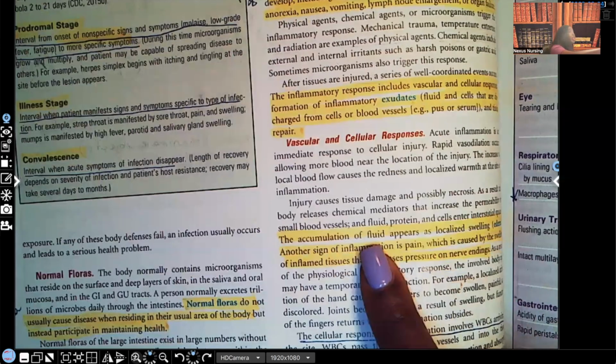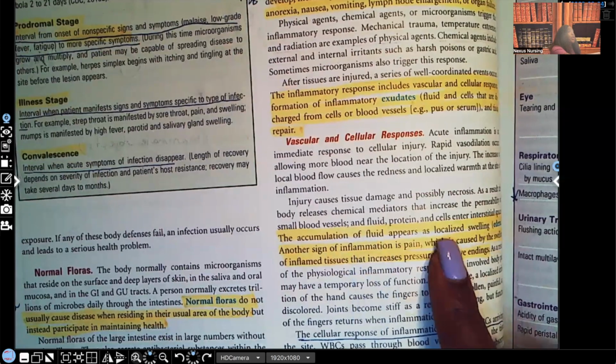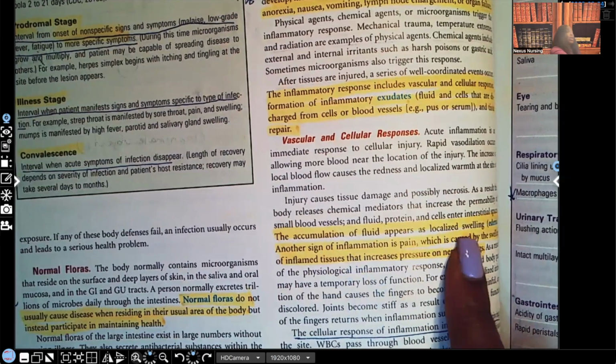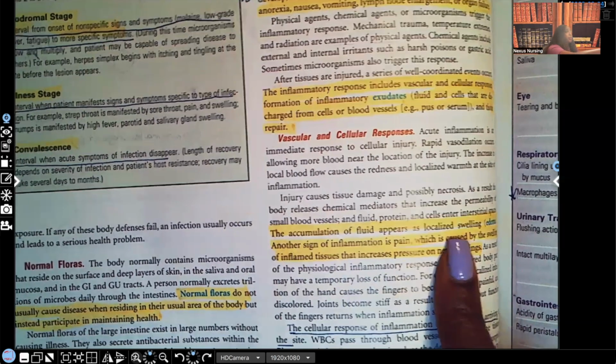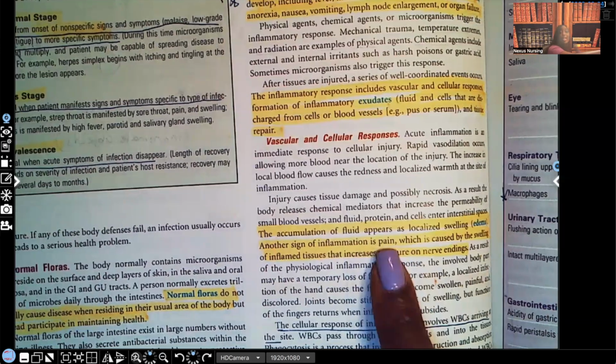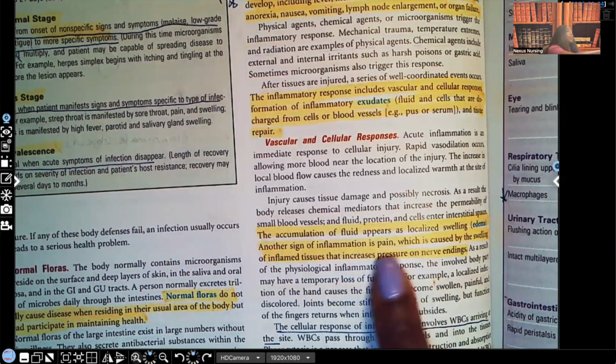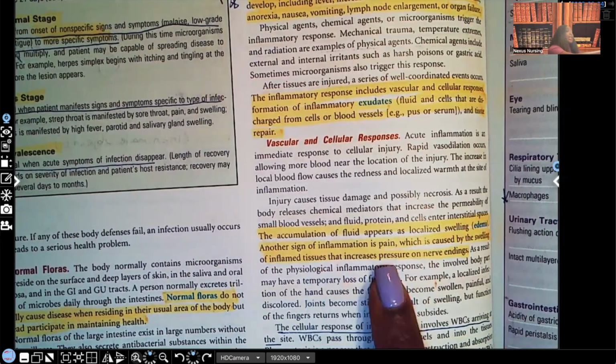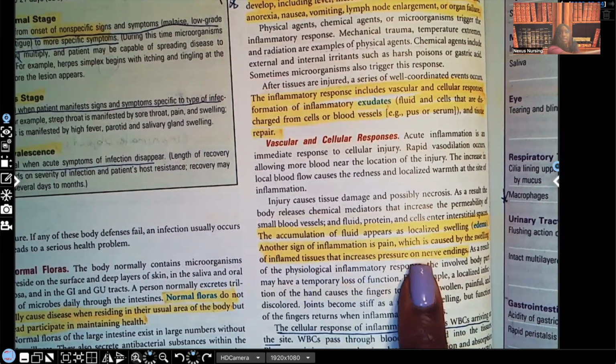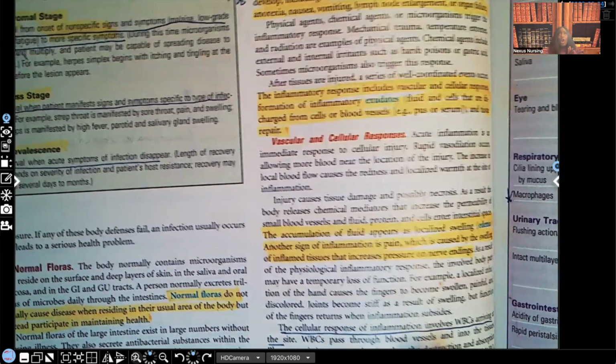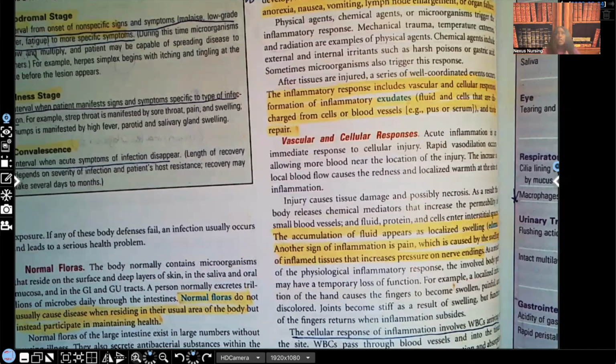Look at this. The accumulation of fluid appears localized as swelling. Swelling is known as what? Edema. Another sign of inflammation is pain, which is caused by the swelling of inflamed tissues that increases pressure on the nerve endings.